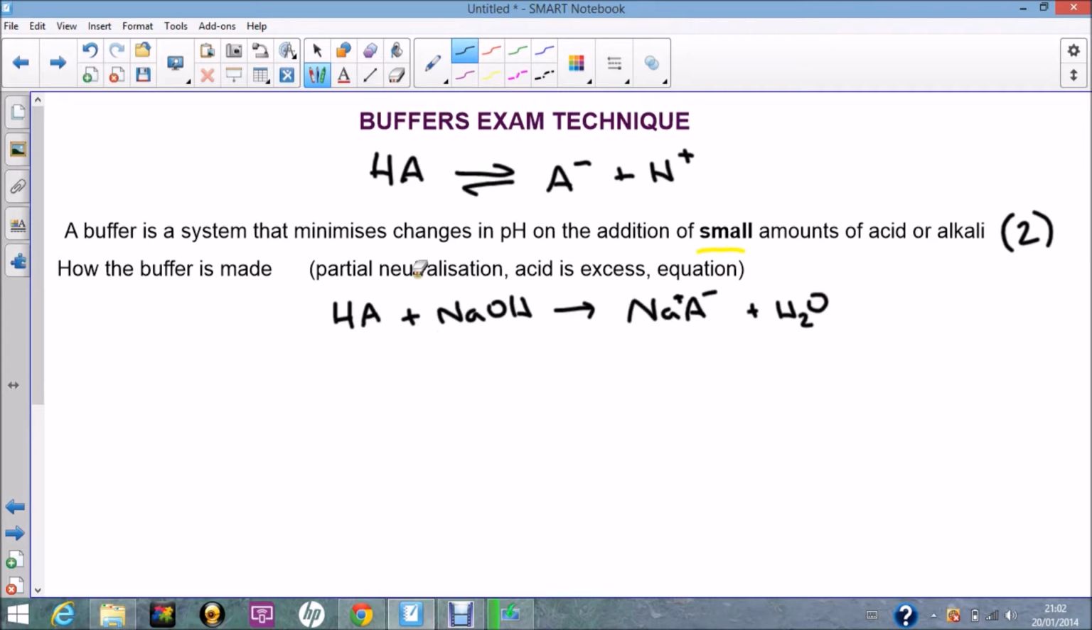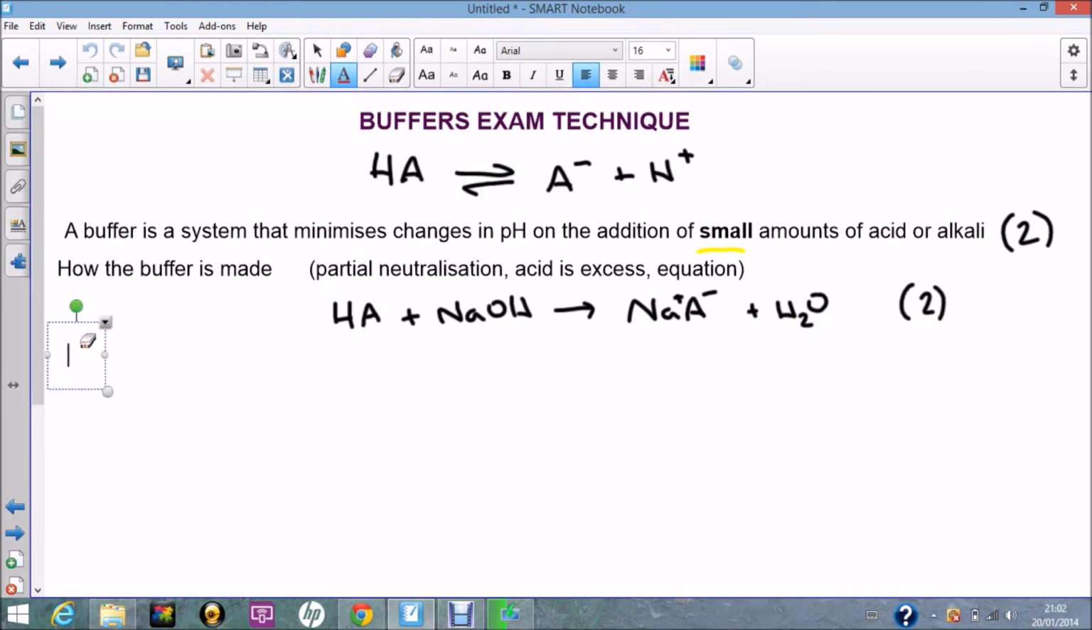To make the buffer, if you look at the buffer, I need lots of acid, lots of its conjugate base, and some H+. So if I take this acid here, if I was to neutralise all of it, then I'd have no acid in my buffer, so this must be in excess and I must only neutralise part of it. So that will be the second bit, and I'm probably going to get 2 marks, 1 for the explanation and 1 for the equation.